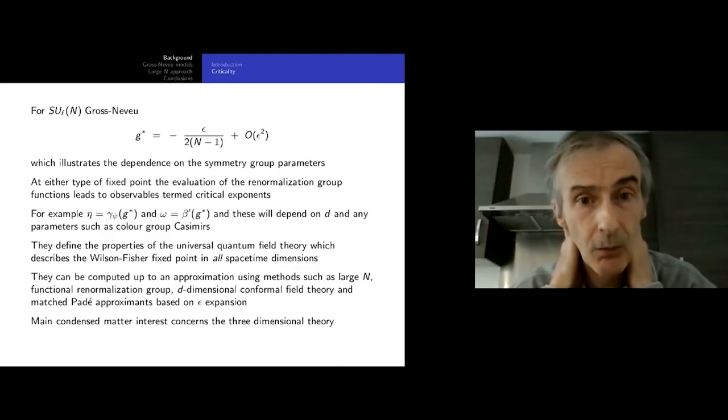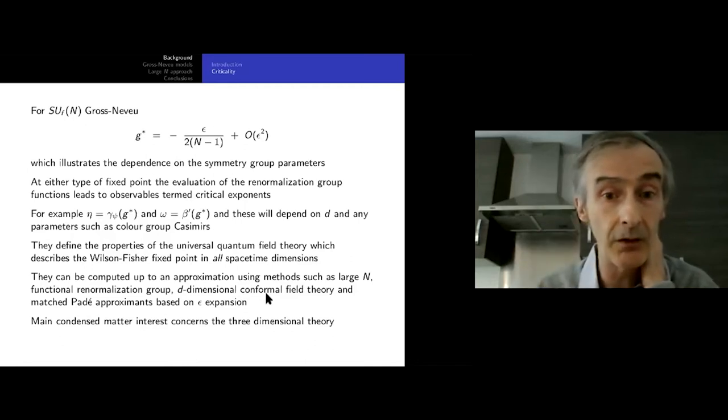Now, what's the point of the fixed point? Well, if it was a gauge theory, it would be a gauge-dependent object. But despite that, you can calculate gauge-independent, scheme-independent information from the fixed point. It comes through what we call critical exponents. If I take the wave function renormalization group function and evaluate it at the fixed point, I get something called eta, which is the wave function anomalous dimension.